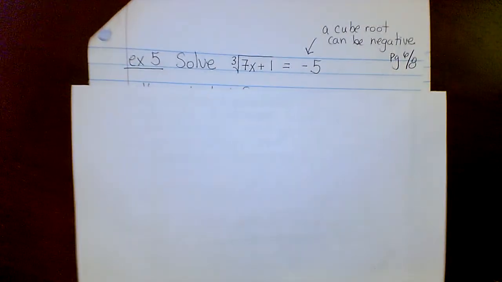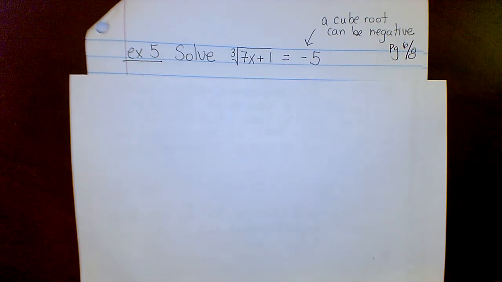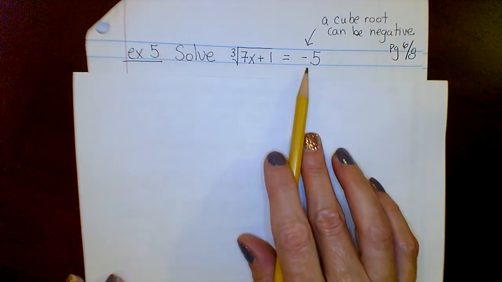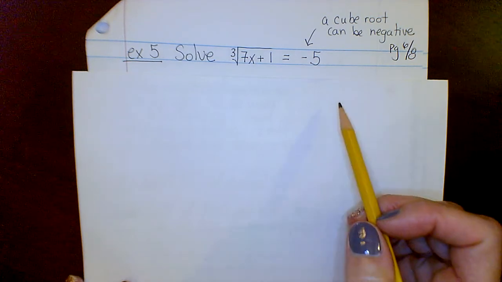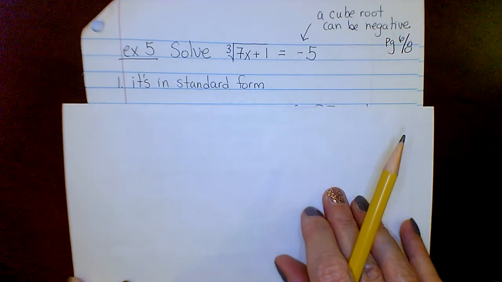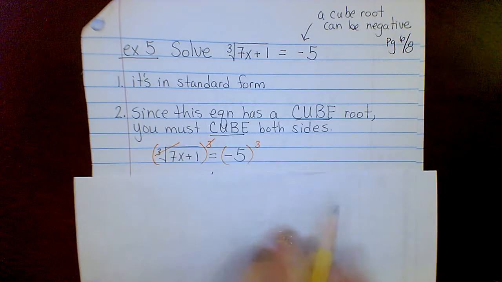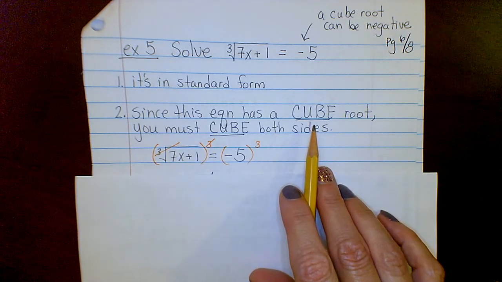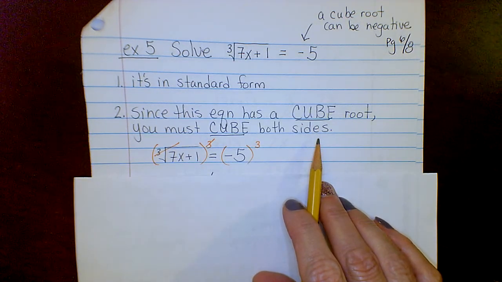All right, this one's got a cube root to it. Woo! Now a cube root can be negative. A square root can't. An absolute value can't. But a cube root can. So don't just immediately look at that negative and say no solution. I wish. Those are the easy ones. But instead, we're going to get it in standard form. All right, that root's by itself. Now, here's the difference. Because this equation has a cube root to it, we have to cube both sides. Remember before, my steps were squaring both sides.